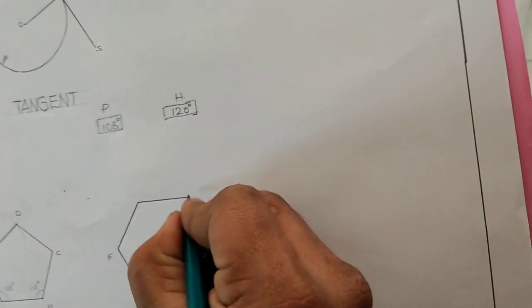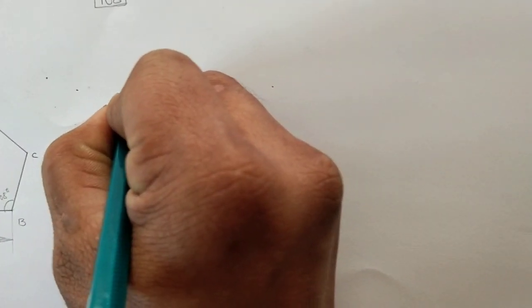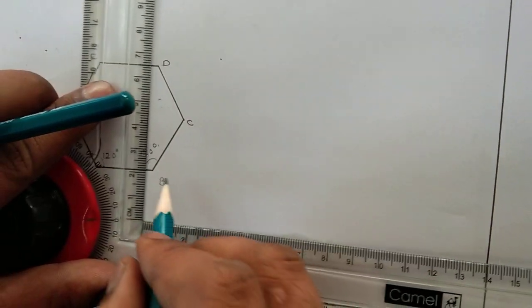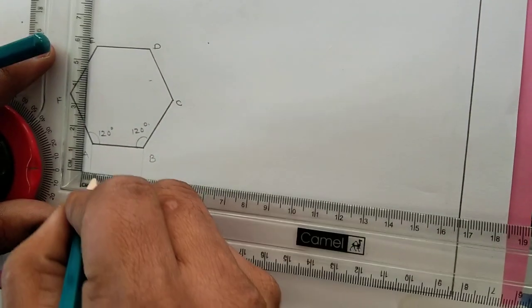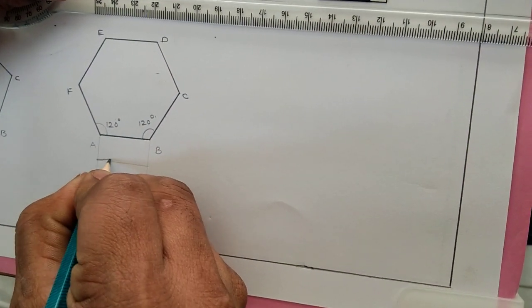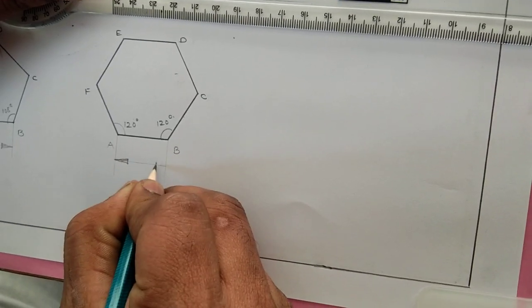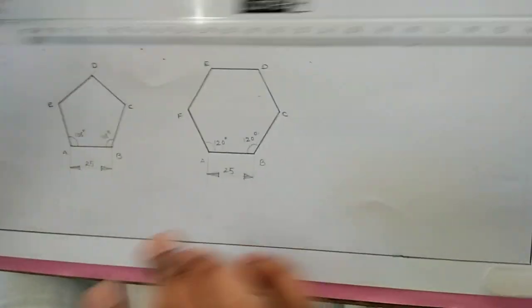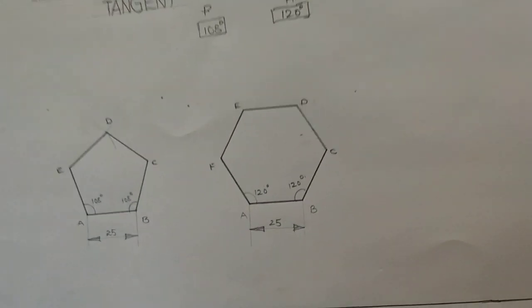Here A, B, C, D, and this one is E. Then finally we can give the dimension of this particular side also. Give the arrowheads. That is 25. Yeah, this is about construction of pentagon and hexagon.